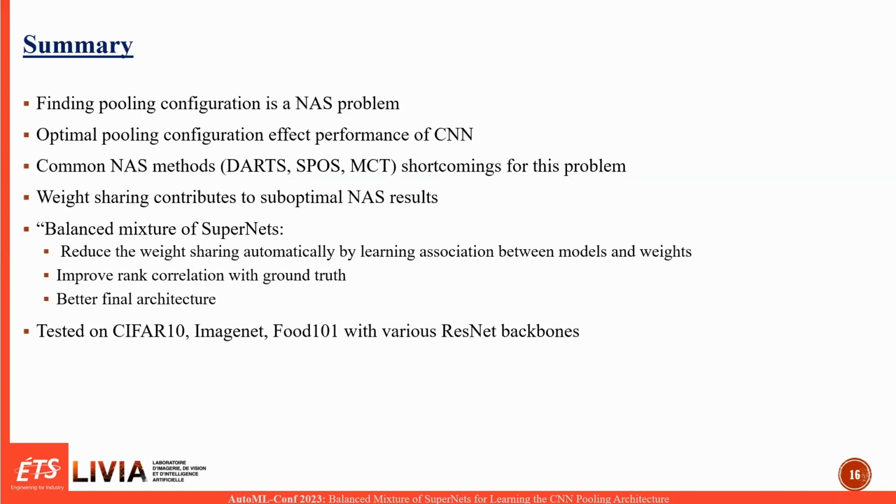Finally, to summarize our work, we cast finding pooling configuration as a NAS problem, and we showed the effects of pooling configurations on the performance of CNN. We also showed that common NAS methods, such as DARTS and SPOS, fail to solve this problem, and we attributed the problem to the weight sharing problem. To remedy this, we propose balanced mixture of supernets that reduces the weight sharing automatically, and it results in improved rank correlation with ground truth and better final architecture.